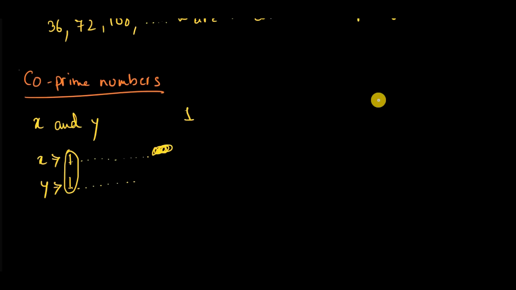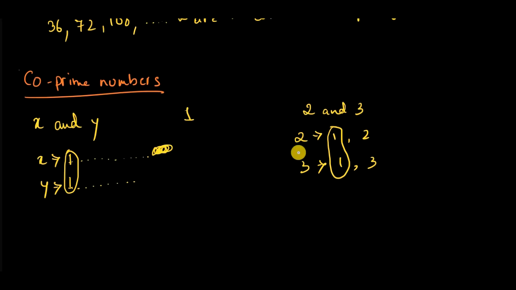I'll write an example like 2 and 3. What are the factors of 2 and 3? 1 and 2. What about 3? 1 and 3, right? So we see that only 1 is the common factor of 2 and 3. So 2 and 3 are coprime numbers. Similarly, 5 and 7 are coprime.